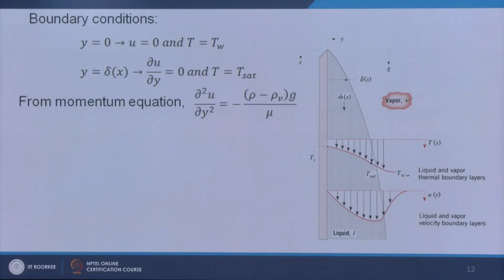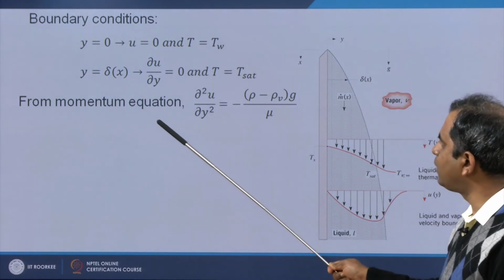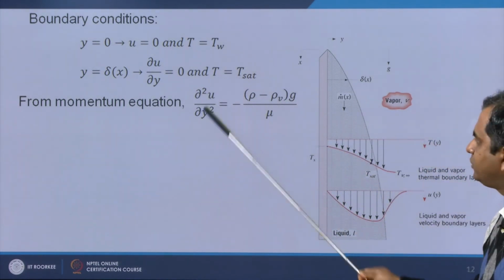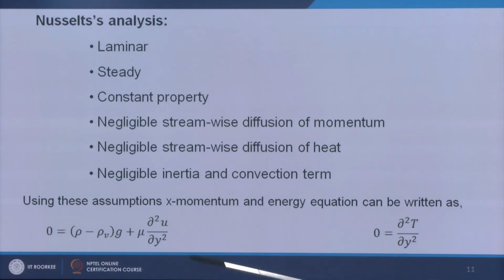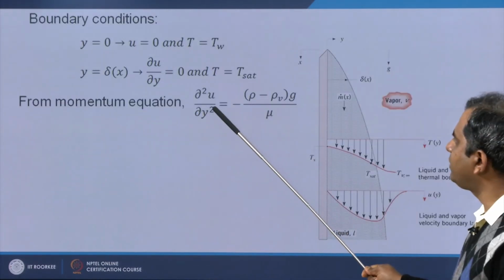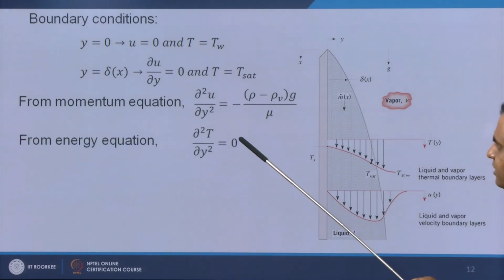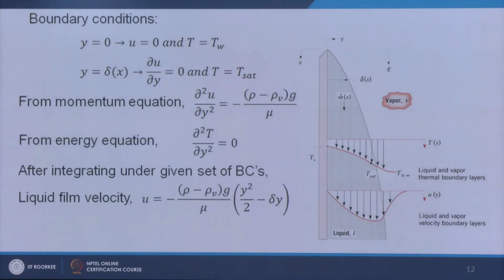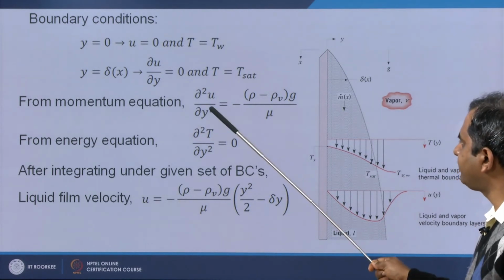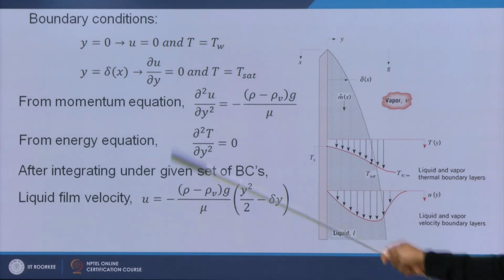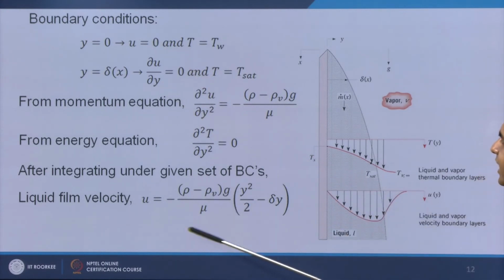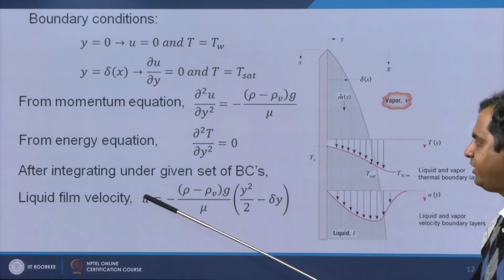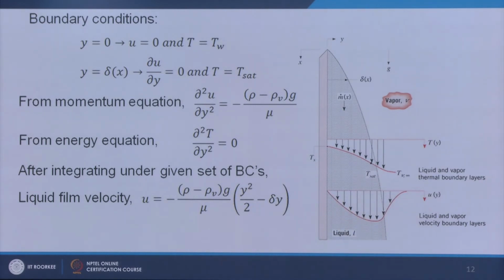So, if we take these boundary conditions, first let us take the momentum equation. This was my reduced momentum equation from the Nusselt analysis. If you integrate that momentum equation, and the energy equation is like this, we first get the u pattern after integrating, and using these two boundary conditions we get the liquid film velocity as this. Very simple integration, and finally we get this type of equation. Here you can see u is actually a parabolic function of y. That is why we have got this type of velocity profile.